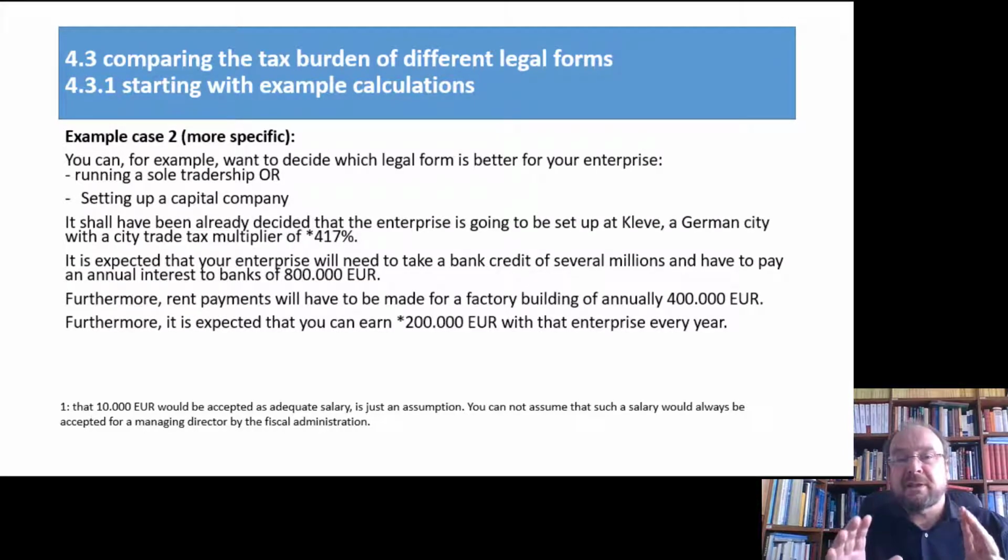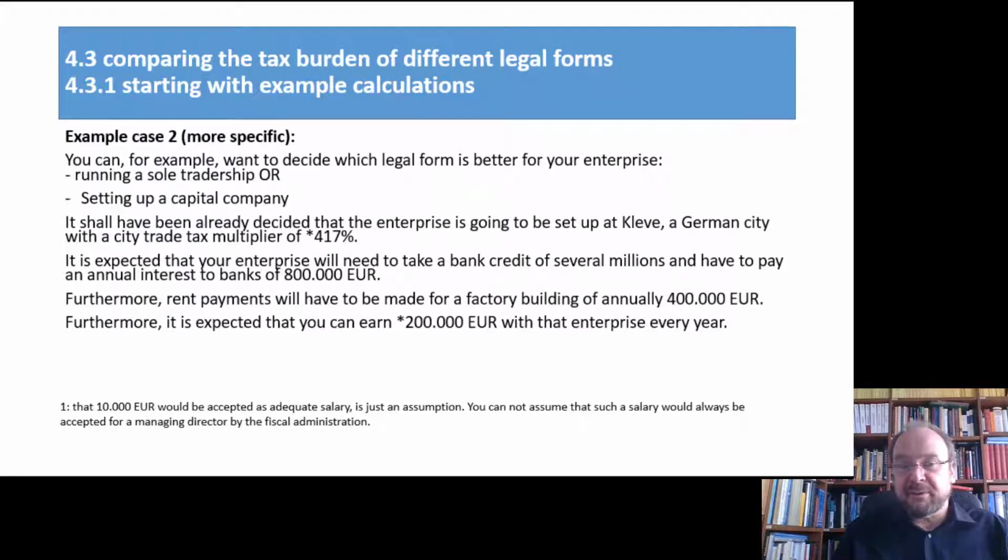Now, you can also think about more complex examples with more concrete data. You could, for example, say, is it better to run an enterprise in the form of a sole tradership again, or in form of a capital company? So, for example, a GmbH. And it shall already be decided that the enterprise is going to be set at Kleve, a small little hamlet somewhere in Germany, with a city trade multiplier of 417%. That's just an assumption. It's true in the year of 2021, but I never know when you are going to watch this video, so just take it for granted.